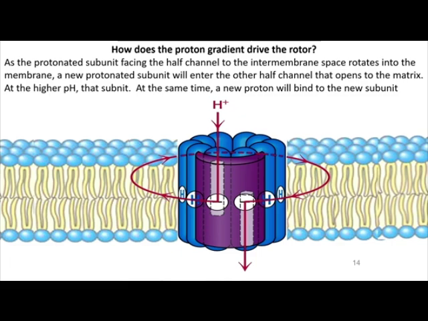I really appreciate it. So now my question is, again, in the half channels, it will depend whether they're going into the membrane or coming out of the membrane, the rotation, whether there's a proton there or not. If there is a proton, it'll come off on the inside. It'll come in from the top.